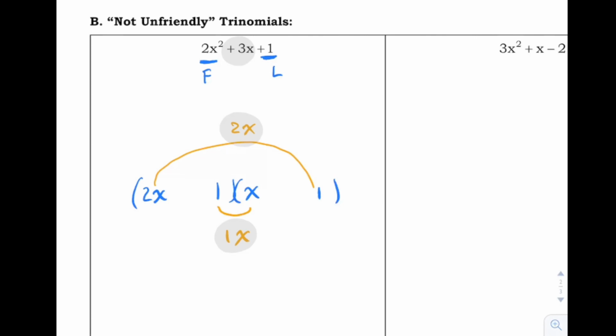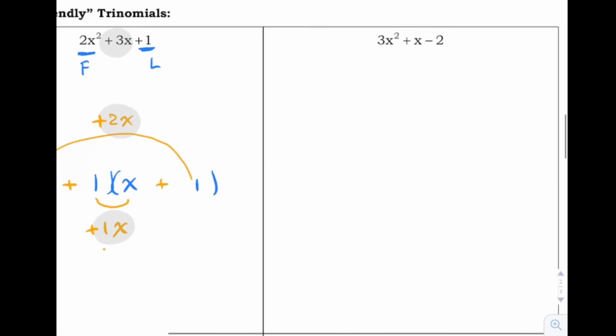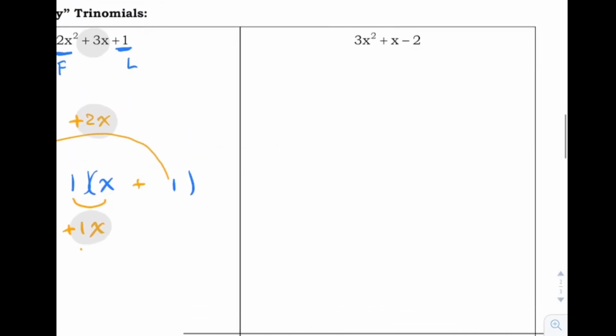So I'll make this a plus 2x and a plus 1x. So if this is a plus 2x, then this will have to be a plus 1 here. And if this is a plus 1x, this will have to be a plus 1 here, right? Because then plus 1 times x is plus 1x, and plus 2 times 1 is plus 2x. So that's working pretty good. So actually I'm done. Hey, that wasn't so bad, was it? It's not unfriendly. But again, it's a little more work because your inner and outer products, I don't know. It takes a little more work, it seems to me.